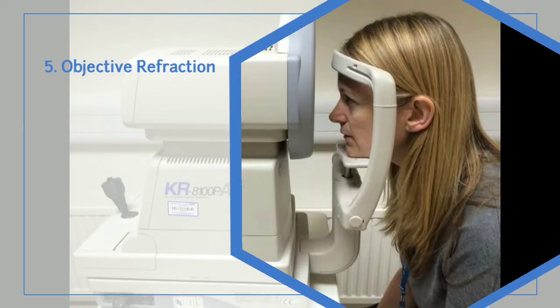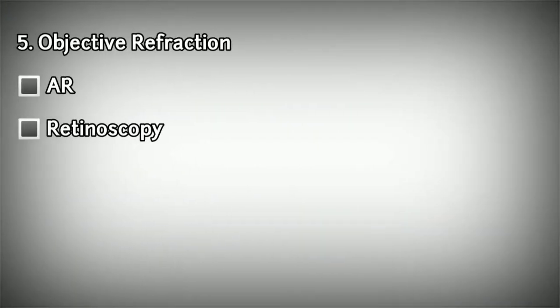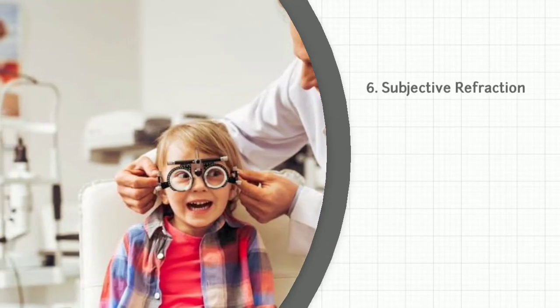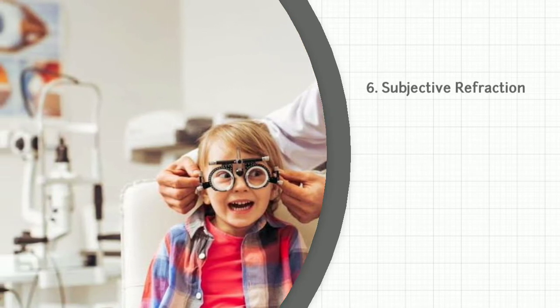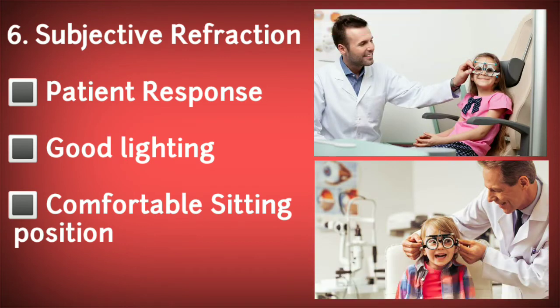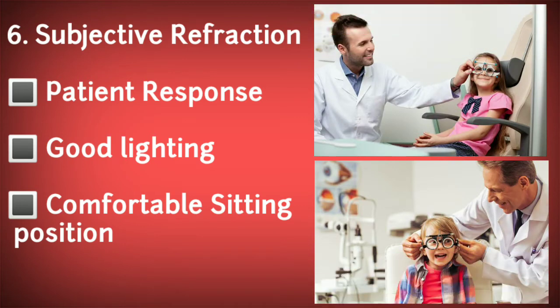The next step is objective refraction. In objective refraction we mainly use AR and retinoscopy. The sixth one is subjective refraction. In subjective refraction we mostly need patient response and cooperation, and also we need good lighting and a comfortable sitting position.